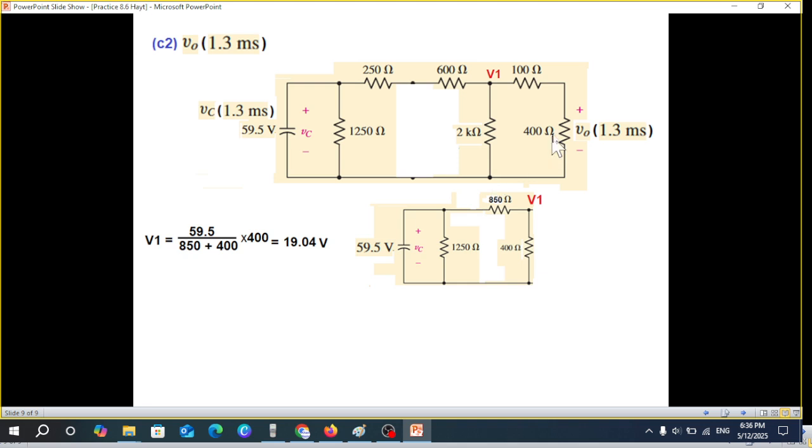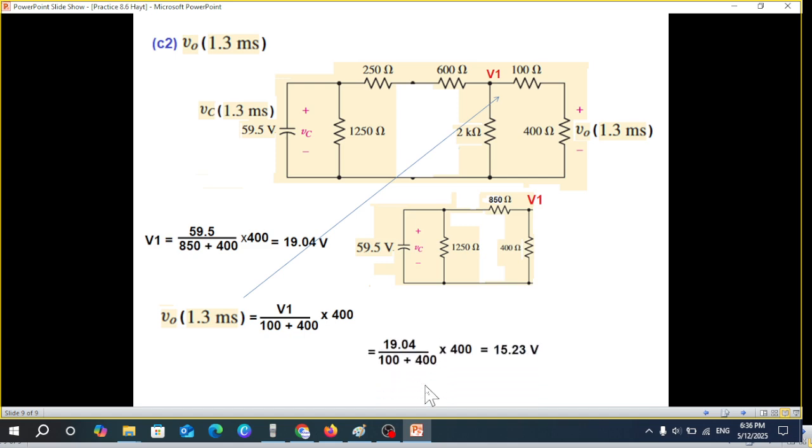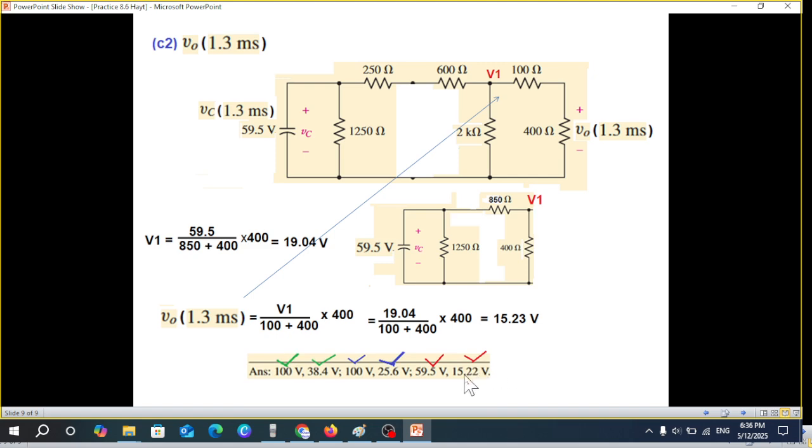19.04. And then from here we will find V0. So V0 is now V1 divided by these two multiplied by 400. V1 we already know is 19.04. So solving, we get the answer 15.23 volt. And this is also correct. 15.22 or 23 is the same thing.